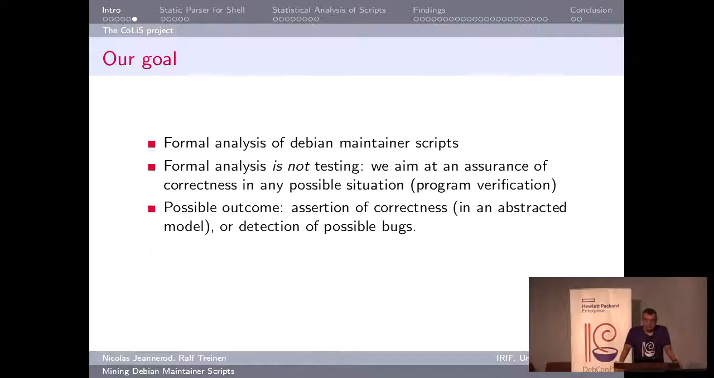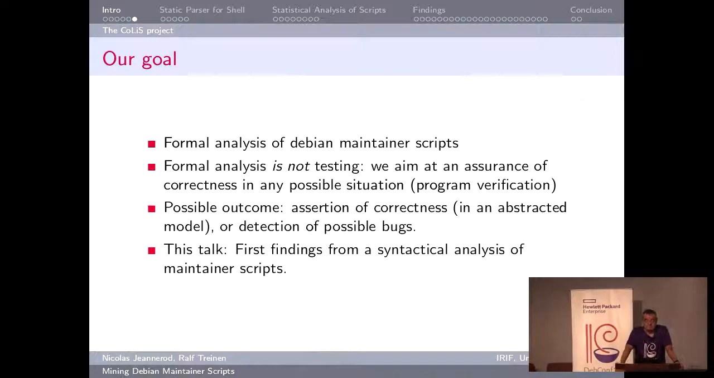As for possible outcomes, we could probably get an assertion of correctness, but one should also be aware that all one can hope for is to obtain an assertion of correctness in some abstraction, a model of the system, since what you have on a real Unix system is quite a complex thing, and you won't be able to model all of this completely in something which can be handled by program verification. Another possible outcome, which is probably much more useful for Debian, is finding possible bugs in packages, and we have already found quite a few of them for the moment on a quite trivial syntactic level. This is what we talk about today.